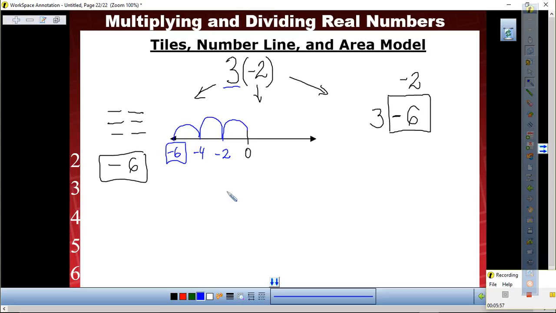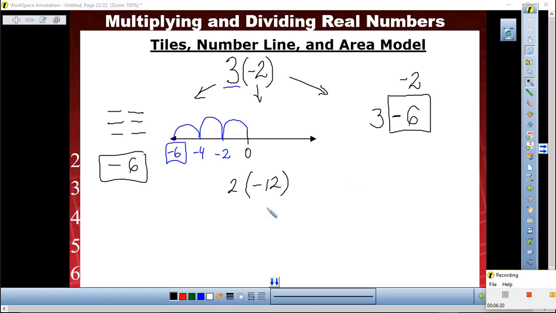Let's do 2 times -12. I want you to do the tiles. I want you to do the number line for that one. And I'll go over the area model. Don't go ahead of me so I can show you one more step on that. I'll give you some time to do that. Copy that and go.